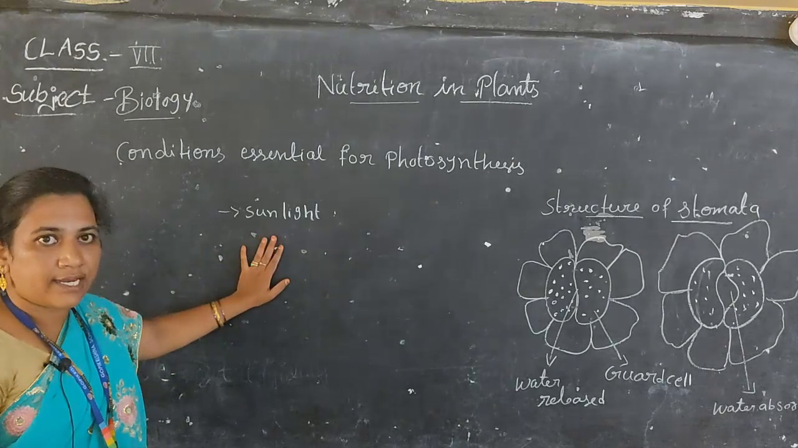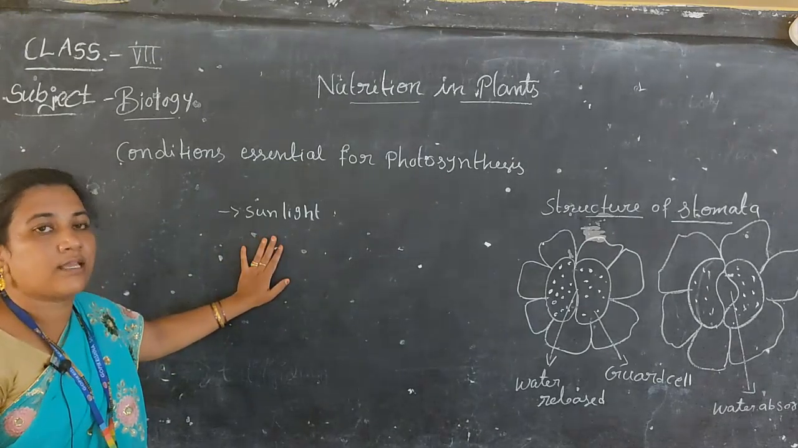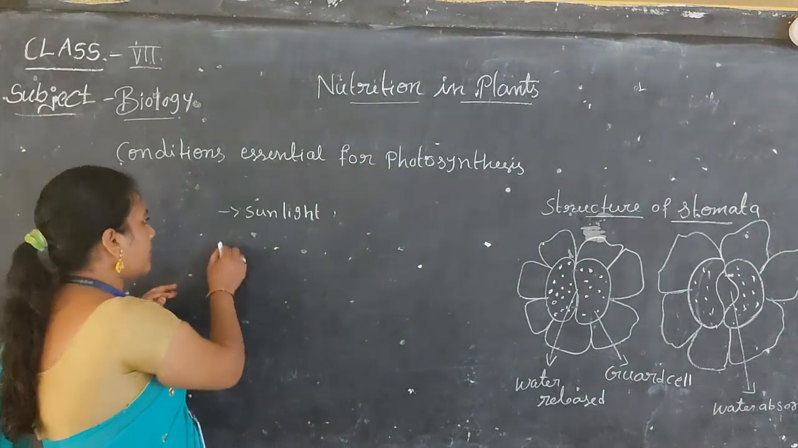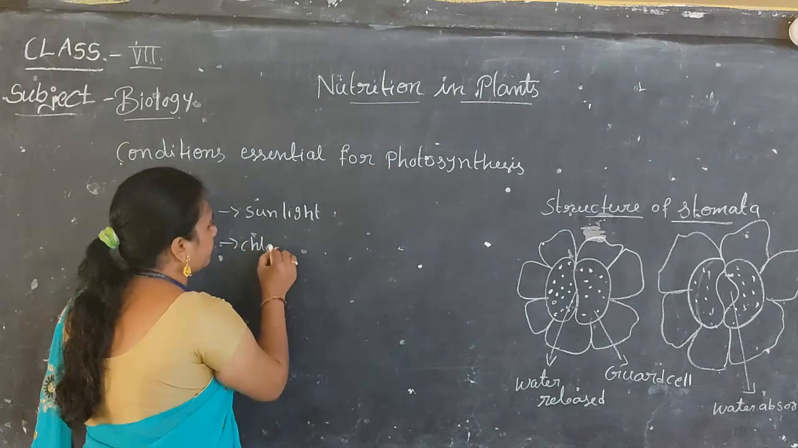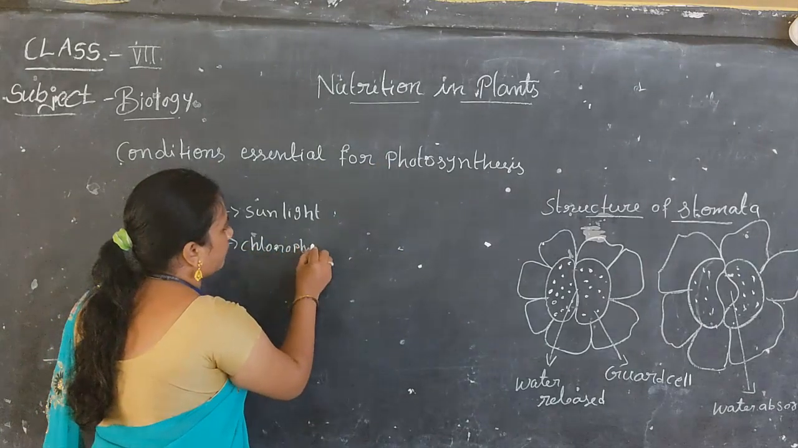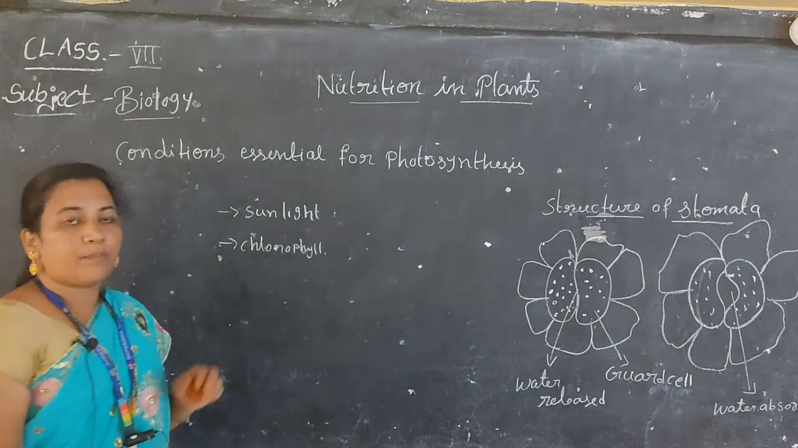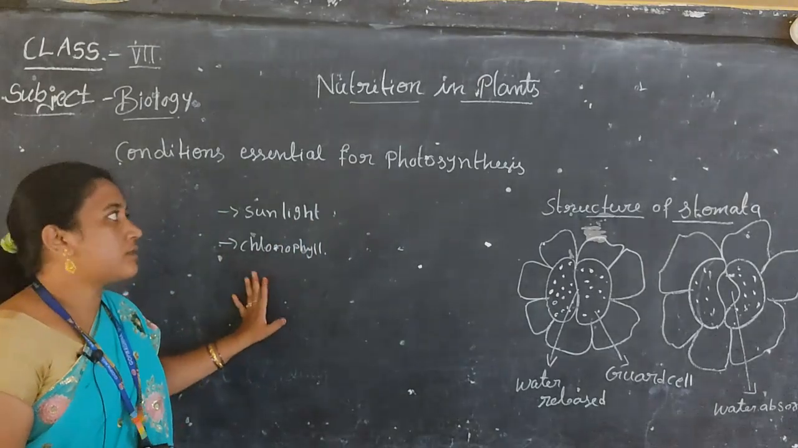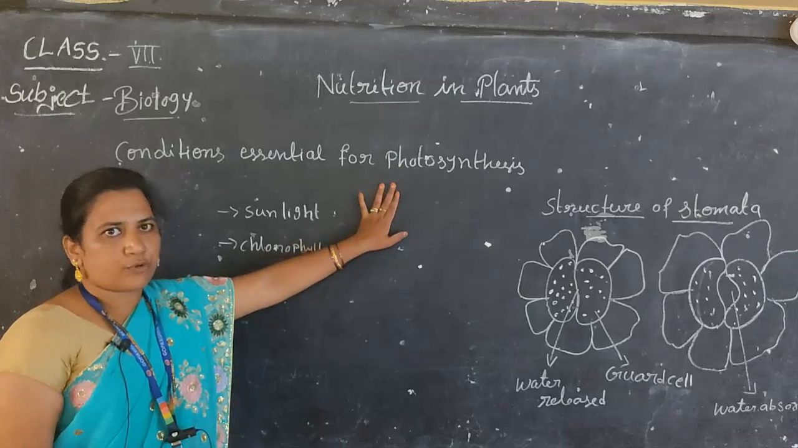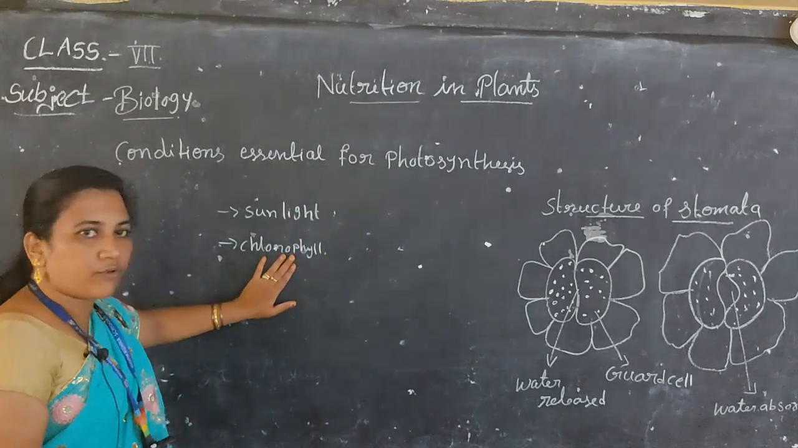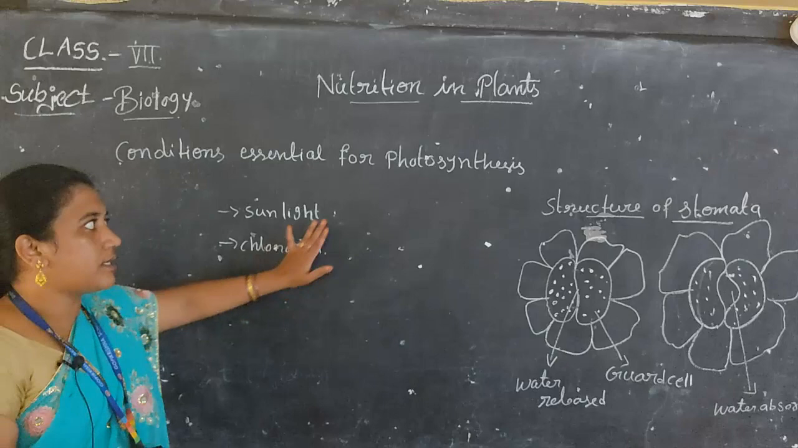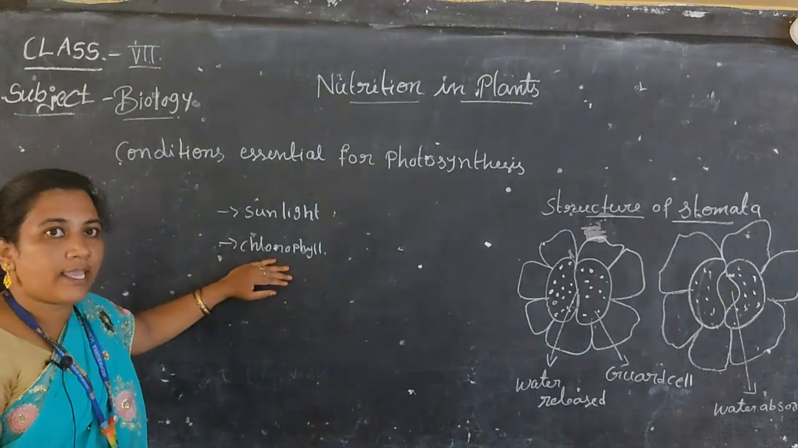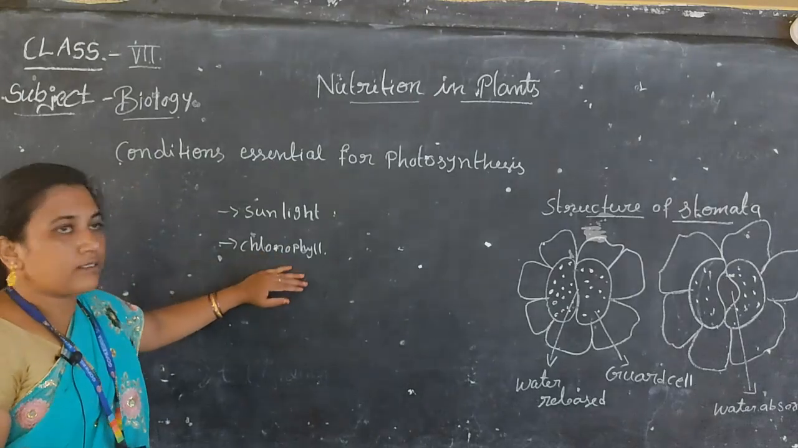In the absence of sunlight, there may not be a chance of photosynthesis. The next one, chlorophyll. This chlorophyll pigment is also very important for a plant's photosynthesis process. In the absence of chlorophyll, there may not be a chance of photosynthesis. This chlorophyll is present in a plant structure.